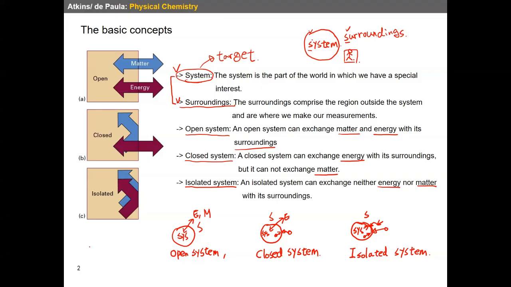There's the system, and here is the surrounding. And there are three different types of system. First is the open system, then the closed system, and the isolated system. So this is the basic concept of thermodynamics.